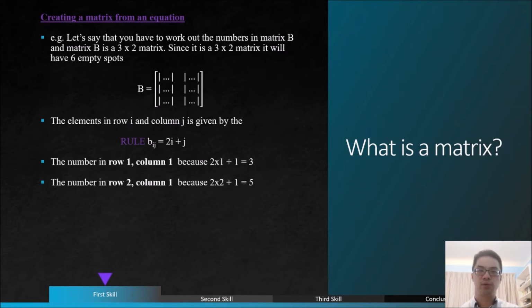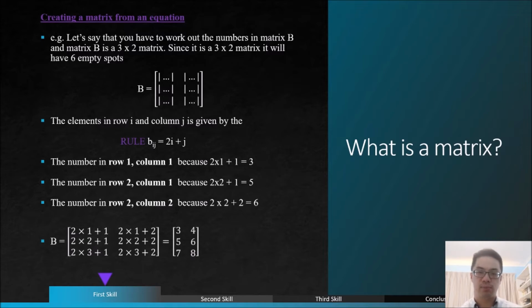So for example, row 2, column 1: i is 2, j is 1, substitute it into the formula or the rule, which is here, and you get 5. Do it for row 2, column 2, which is 6, and then you just repeat it for every other element, and you end up with this answer here, and this is the expanded form of the rule with the correct i's and j's in there.